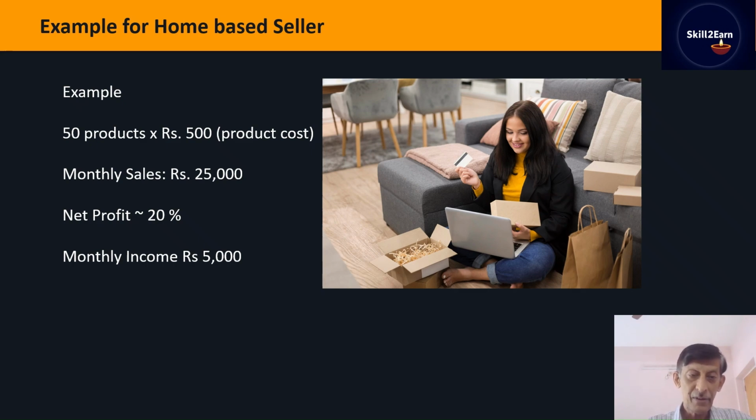Example of a home-based seller. Suppose you are selling 50 products at 500 product cost. Monthly sale is 25,000. Net profit may be around 20% considering all other costs. So your monthly income will be 5,000. This is for a home-based seller.